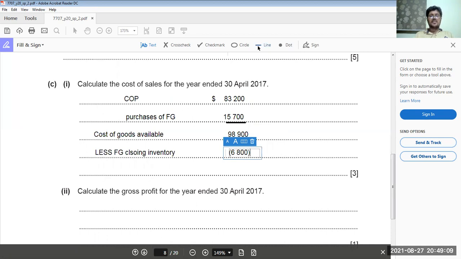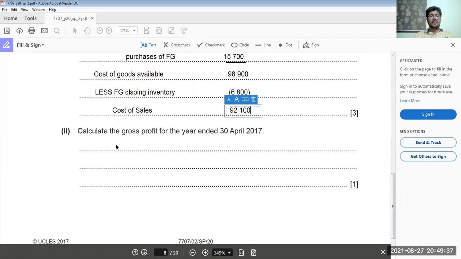And after this, what we get here is 98,900 minus 6,800, which is 92,100.